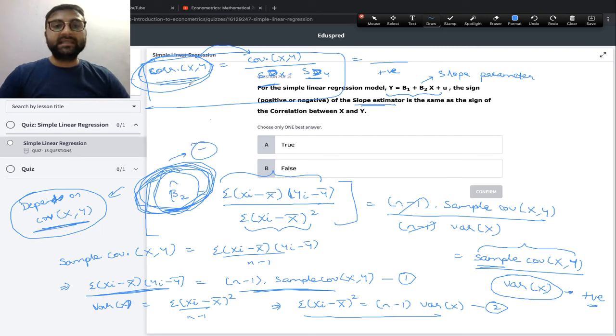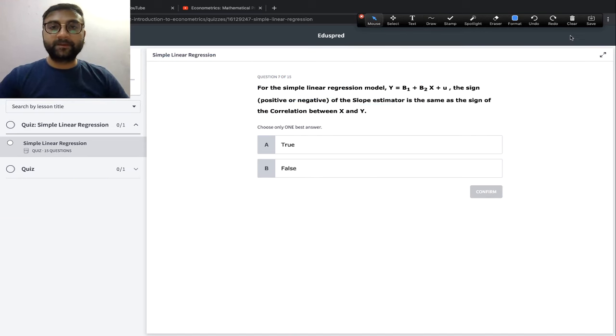If your covariance between x and y is positive, then beta 2 hat will have a positive sign, and even the correlation between x and y will have a positive sign. So both of these, their sign depends on covariance between x and y. So they are always going to have the same sign. And this is what I'm asking in the question over here, that for the simple linear regression model, the sign of the slope estimator is the same as the sign of the correlation between x and y. So the right answer is true. This is right.